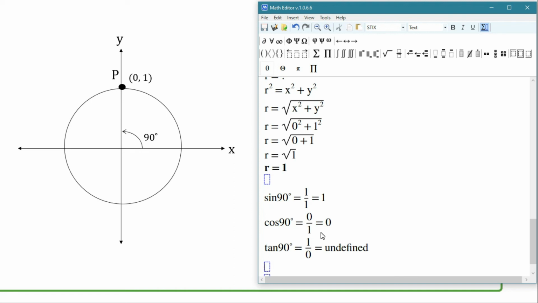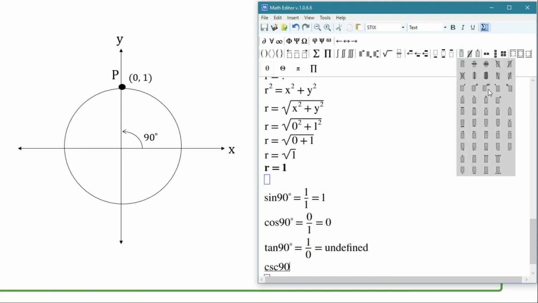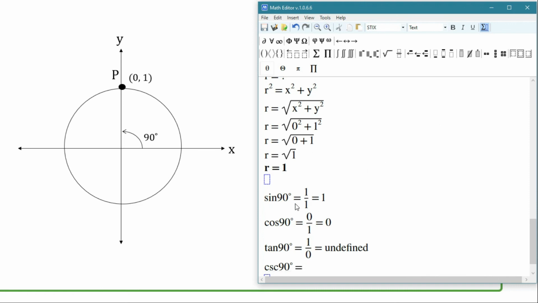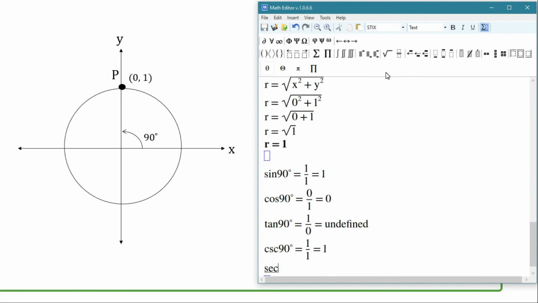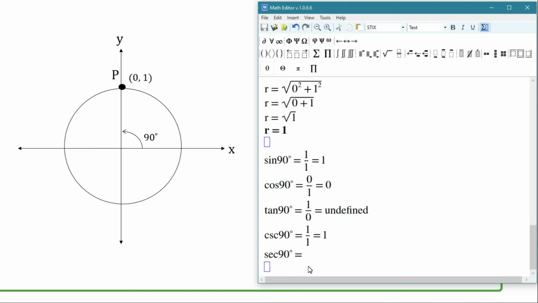Next, the other three reciprocal functions would be obtained by reciprocating the three basic trigonometric functions. The first one is the cosecant of 90 degrees, which is the reciprocal of sine. That would be 1 over 1, or simply 1. Next, we have the secant of 90 degrees, which is the reciprocal of cosine 90. That would be 1 over 0, and that is impossible to exist, so that would be undefined.